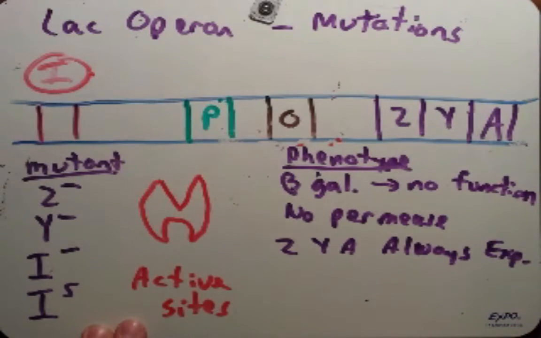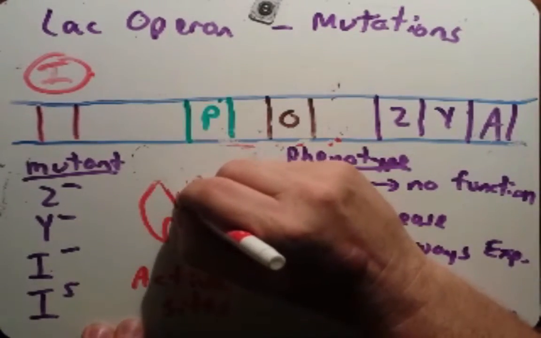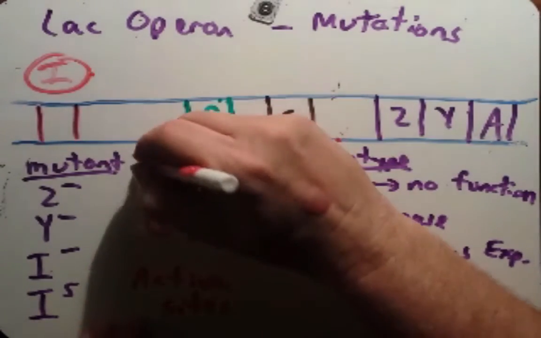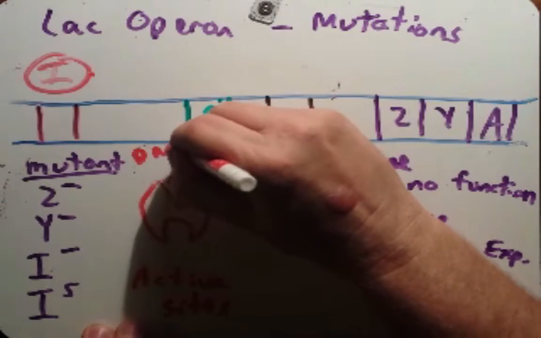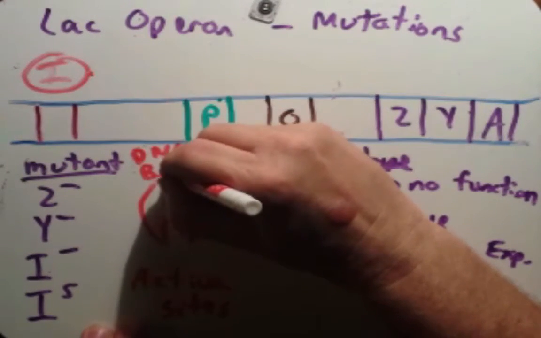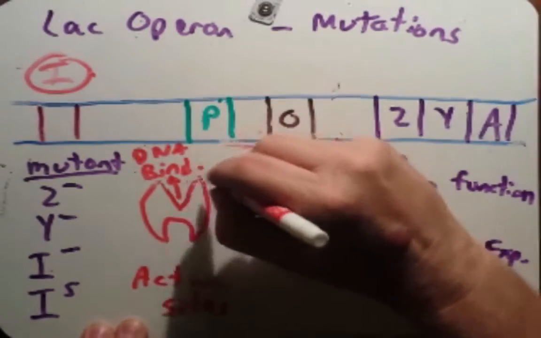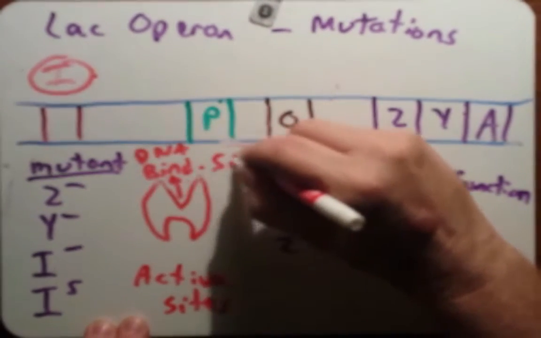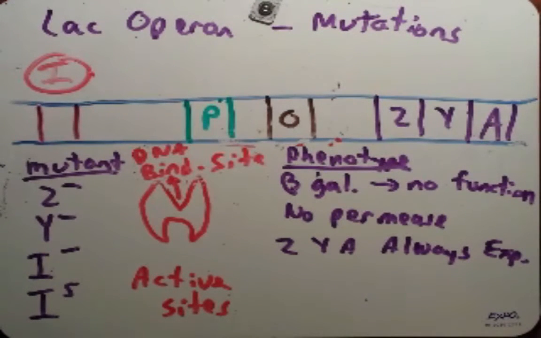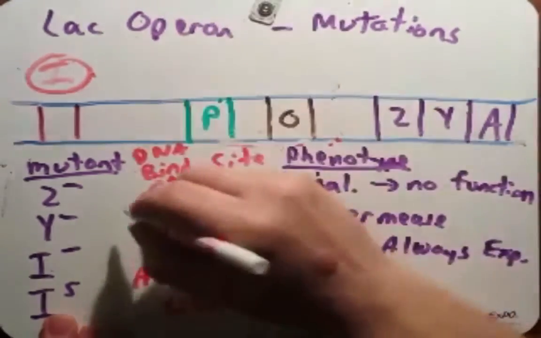So in this case here, let's say that this one here is the DNA binding, BIND for short, site. This is where the DNA binds to. This I minus mutant, because we're always expressing ZYA, tells us it's not bound there. We suspect then that this mutation has its DNA binding site mutated. So the I minus, and this would be the I plus.